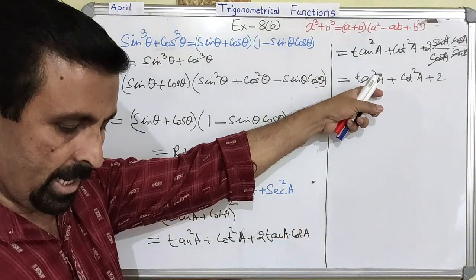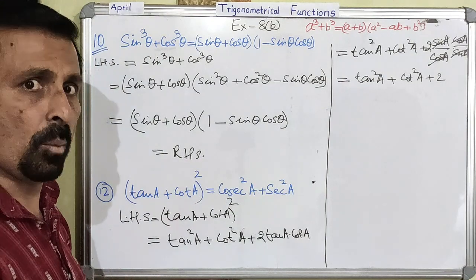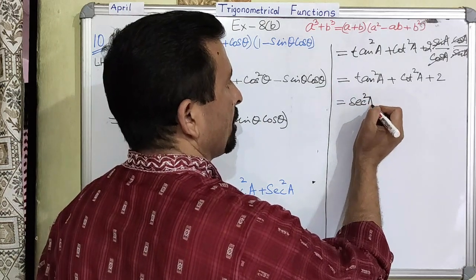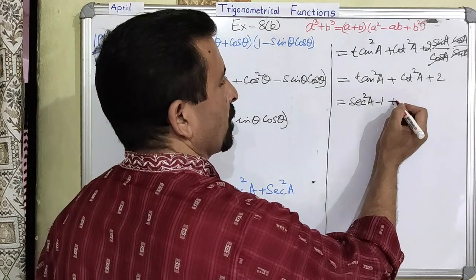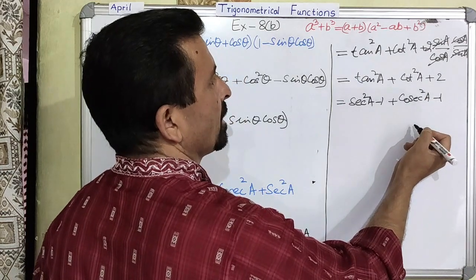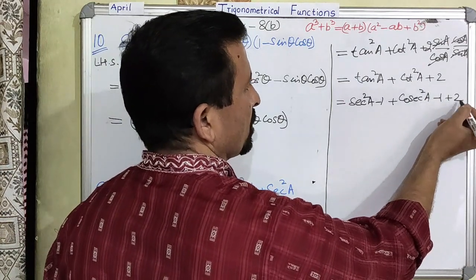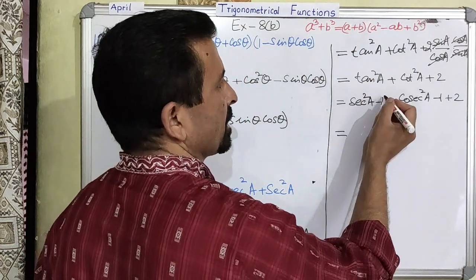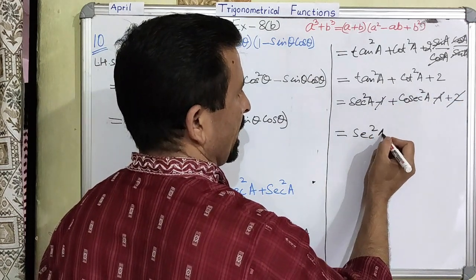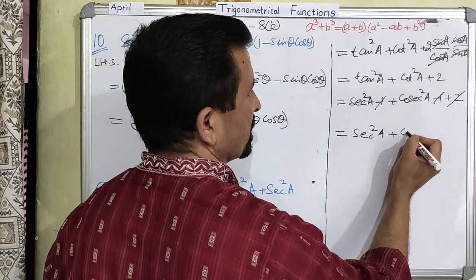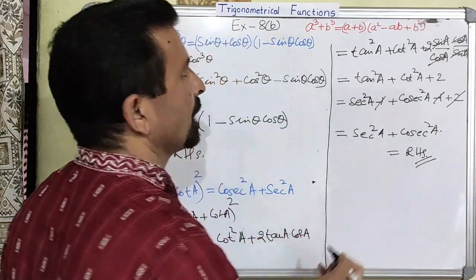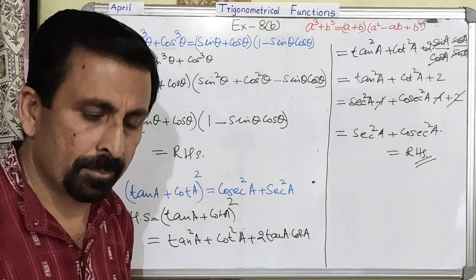Is it okay? Because tan square A will be equal to sec square A minus 1. Tan square A, we can write as sec square A minus 1. And then cot square A we can write as cosec square A minus 1. Is this okay? And then at the end you can write this as plus 2. Clear? Now from here you see this minus 1, minus 1, minus 2 and plus 2 cancel. So you get your answer sec square A plus cosec square A. This is your right hand side. Is it okay? Thank you.